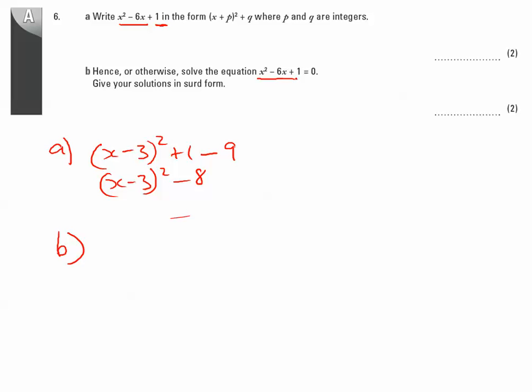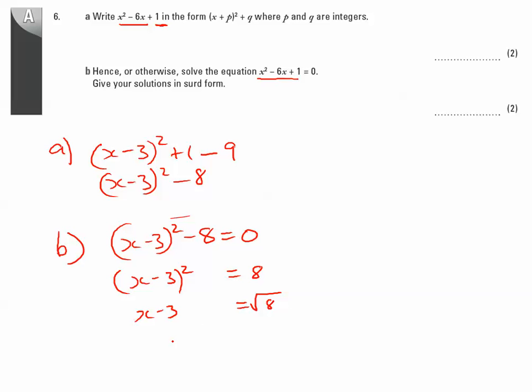So I know that this is equivalent to this here, so I'm going to substitute that in, and I've got to set it equal to 0 to solve it. So the first thing I'm going to do is add 8 to both sides. So that's going to give me x minus 3 all squared equals 8. I square root both sides, so I've just got x minus 3 on this side. Here I've got the square root of 8.